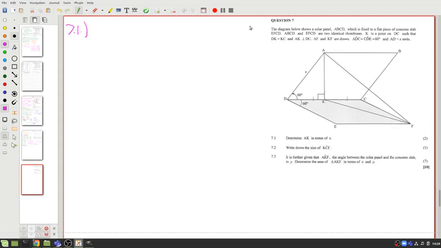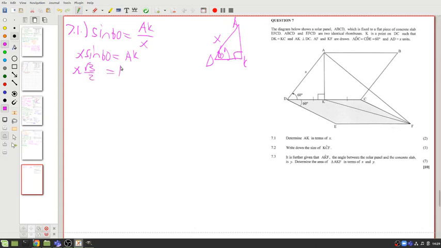So that's AK. For this one I think we'd use triangle DAK. Here we know that's x. We know this is 60 degrees. So how do we find this missing side? Well, we can use the sine function. So sin of 60 equals opposite, which is AK, over hypotenuse, which is x. Multiply both sides by x and we get x sin 60 equals AK. We know that sin 60 is square root 3 over 2. So AK equals x root 3 over 2. There we go, that's the answer to 7.1.